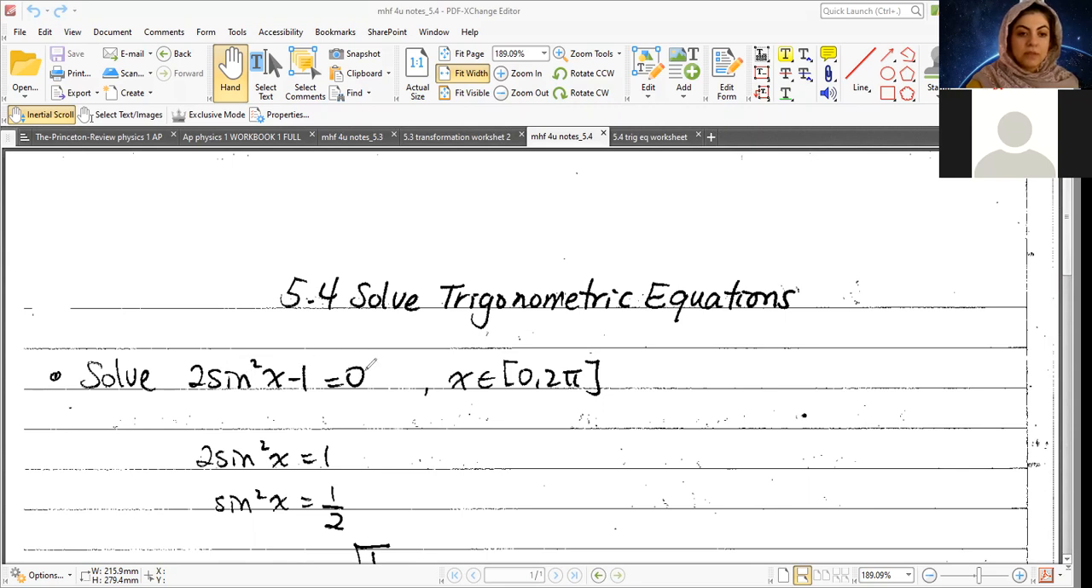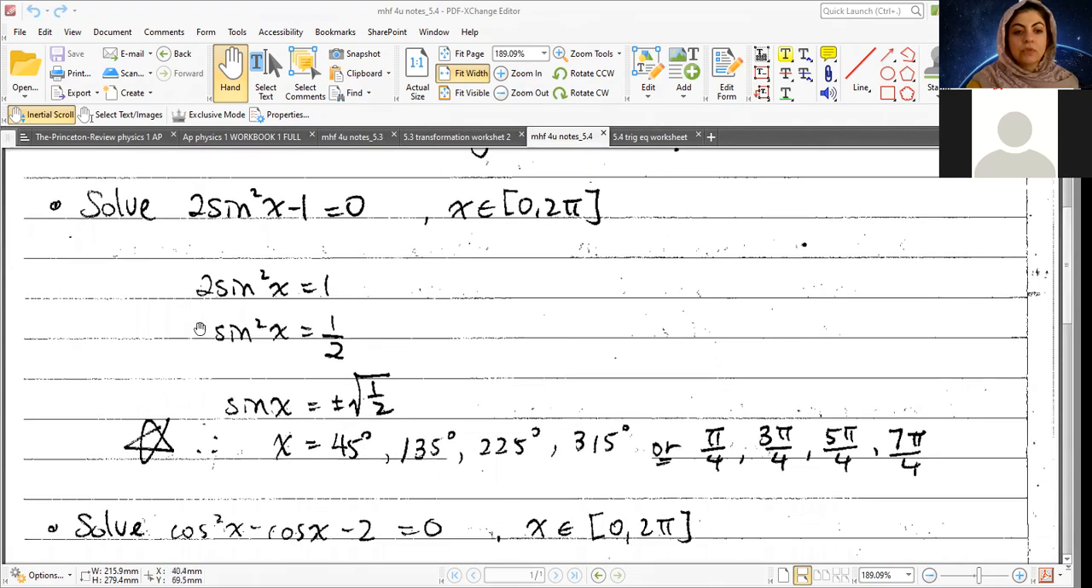I bring 1 to the other side. See, 2 sin²x equals 1. And then divide both sides by 2. So sin²x equals 1 over 2. Then I take the square root of both sides. When you take the square root of both sides, make sure you put plus minus here. The square root of 1 is 1, the square root of 2 is that. So you have plus minus 1 over the square root of 2.